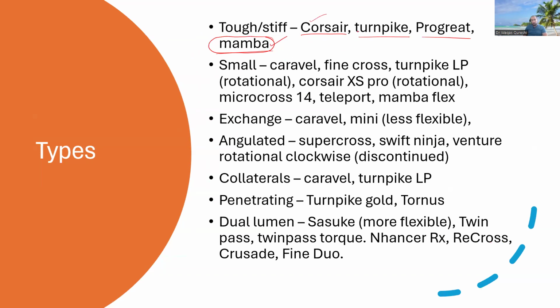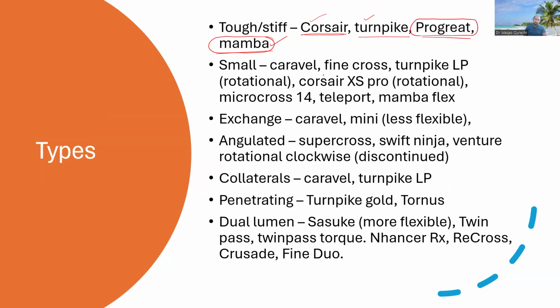The other ones are good too, like Corsair and Turnpike. ProGrade is mostly for delivering coils and devices to a location. But can you deliver the coils through them? Yeah, you can deliver from all of them. Turnpike and Corsair are better in tortuous vessels, and they're torqueable. You can turn them. Mamba is also really good in pushing.